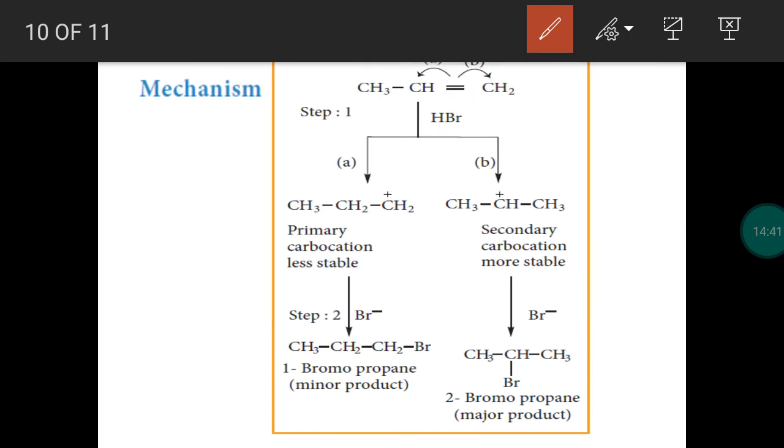And why is this minor product formed? If the pi bond is broken, one more possibility is that the pi electron can be shifted over here. This carbon will get a negative charge, this will get a positive charge, and this H plus will attack this carbon. So we will get CH3, CH2, CH2 with a positive charge.